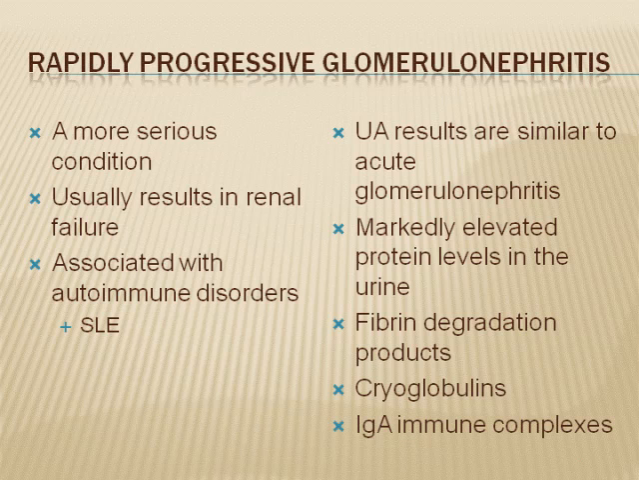Rapidly progressive glomerulonephritis is similar to acute glomerulonephritis, except it's a more serious condition and often or usually does result in renal failure. So it progresses. It is associated with autoimmune disorders like lupus. The difference here that you might see with this one versus acute glomerulonephritis is a much more elevated protein level in the urine. You also would see fibrillation products, cryoglobulins, and IgA immune complexes associated with this disorder.